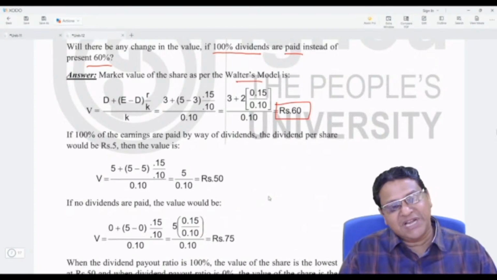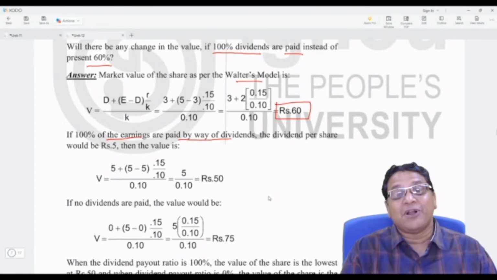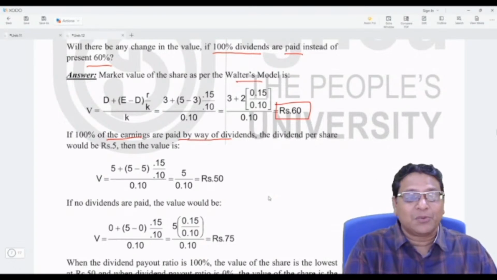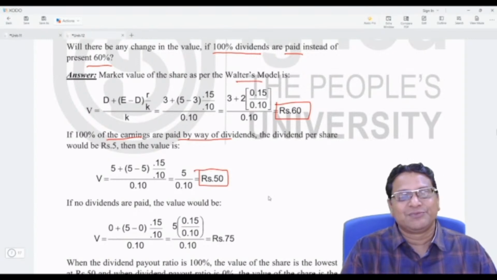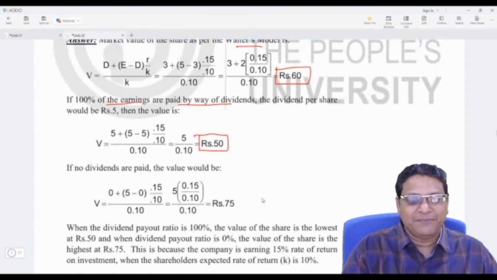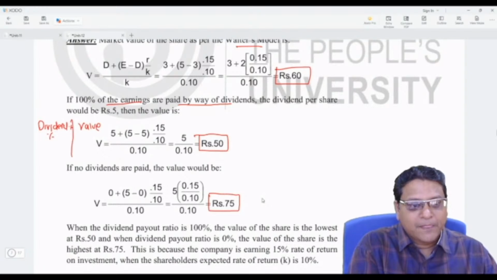Similarly, the question asks, if 100% earnings are paid out as dividend, it's a growth firm. If 100% profit is paid, we apply the formula V equals D plus (E minus D) times R by K, divided by K, and we find the value is ₹50. And if no dividend is paid, the value is ₹75. Let's analyze the situation. One is dividend, another is percentage, another is value.